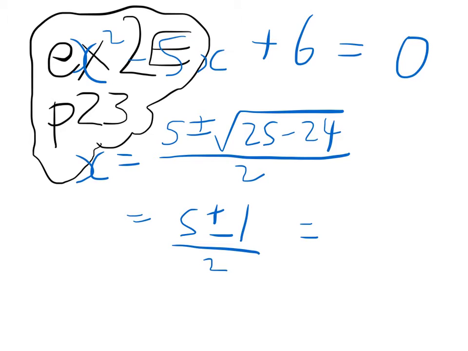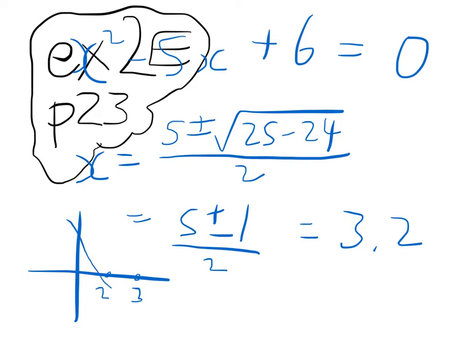5 plus 1 over 2 is 6 over 2. 5 minus 1 over 2 is 4 over 2, so the answers are 3 and 2 there. And I think we agreed with that. If we were to draw a graph of that, it would cross at 2 and at 3. Those are the roots, and it would look like that.